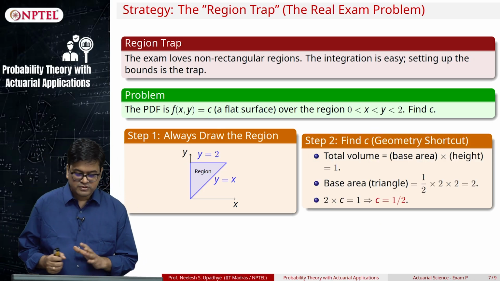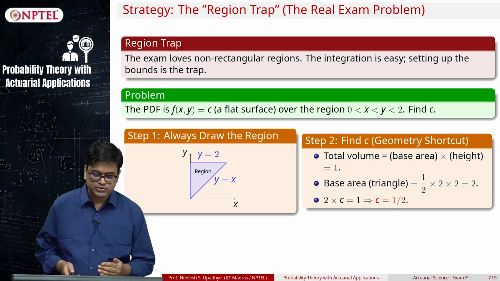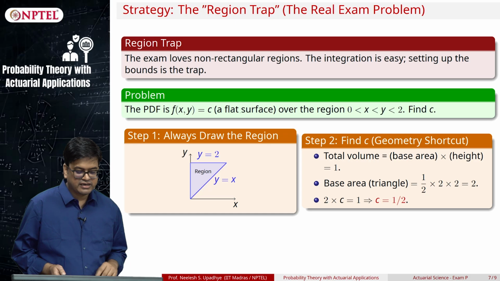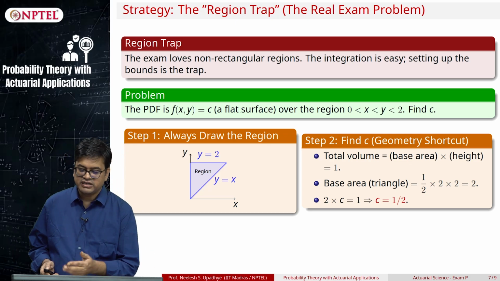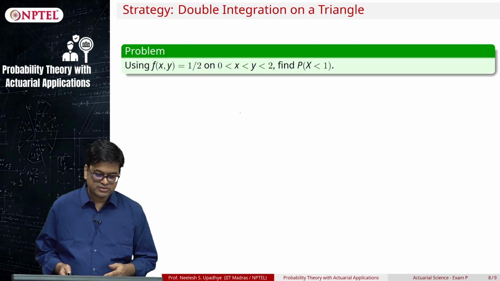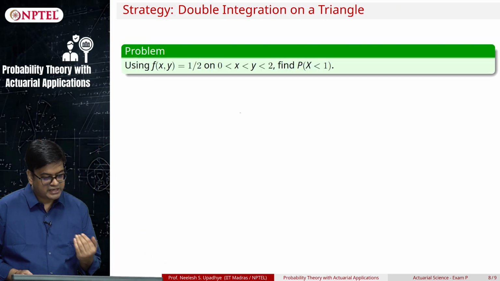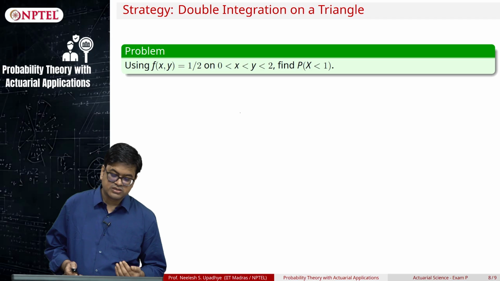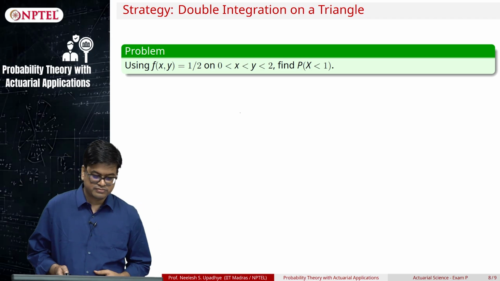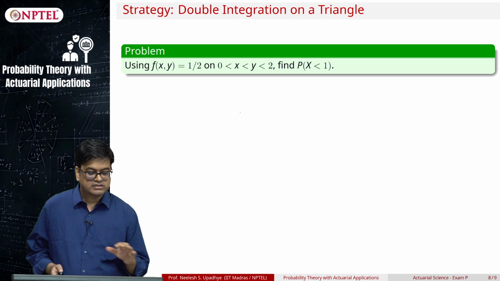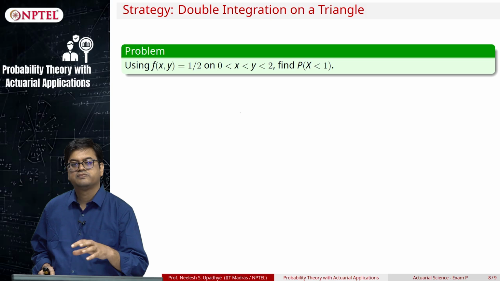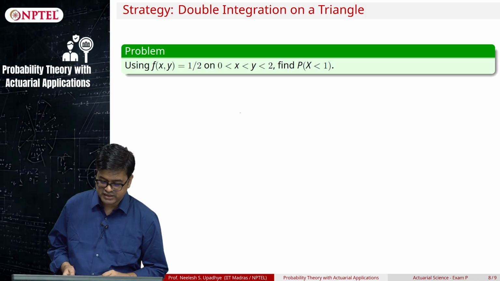Okay. So, that is one way. I have also shown you the validation through the integral way. So, you can actually integrate and find this C using the integral also. So, if f(x,y) is equal to half on 0 less than x less than y less than 2, the same area, the same PDF, now you are asked to find the probability of x greater than 1.